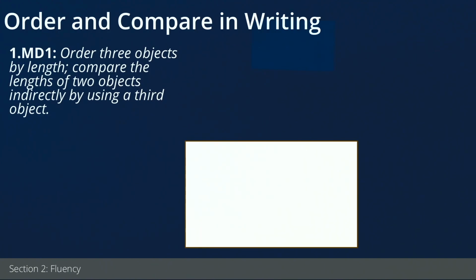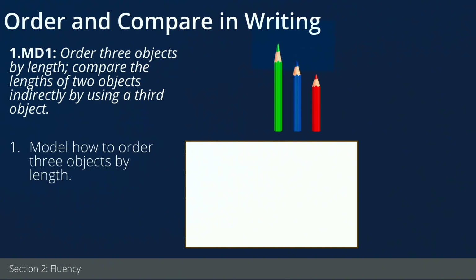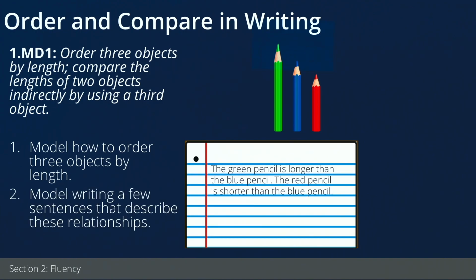Another thing that you could do is ask students to reflect upon this standard. Here's this first grade standard about ordering 3 objects. Maybe I give them 3 objects and then think about, well, ordering them from here, longest to shortest.